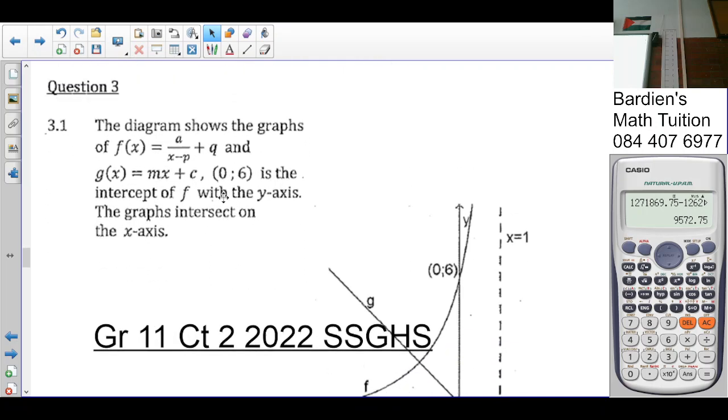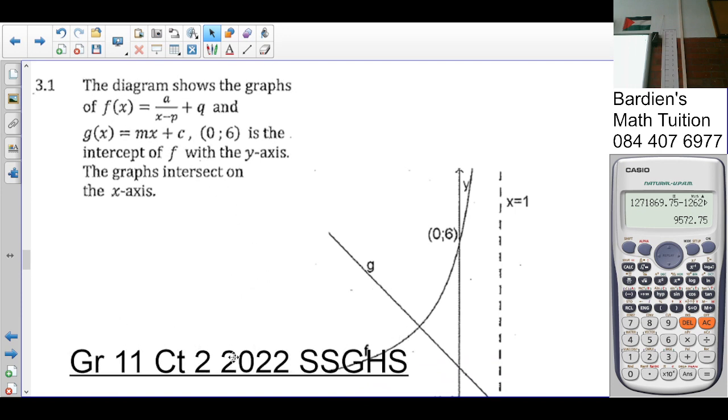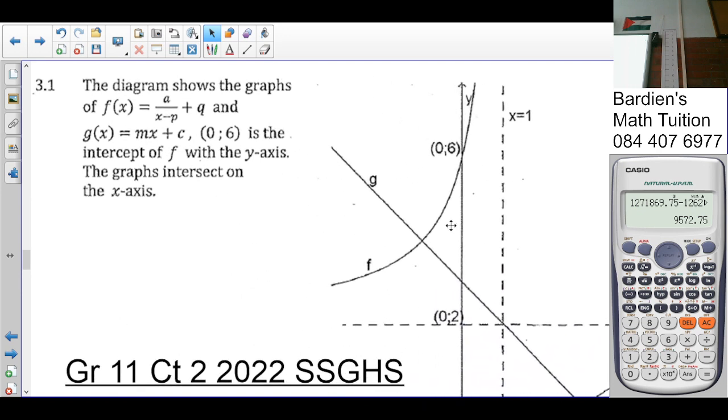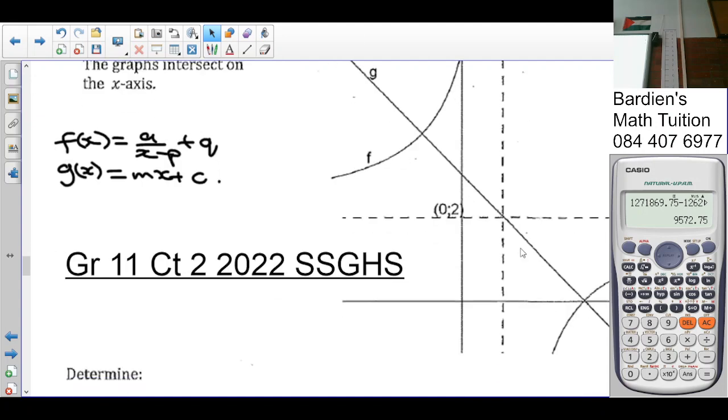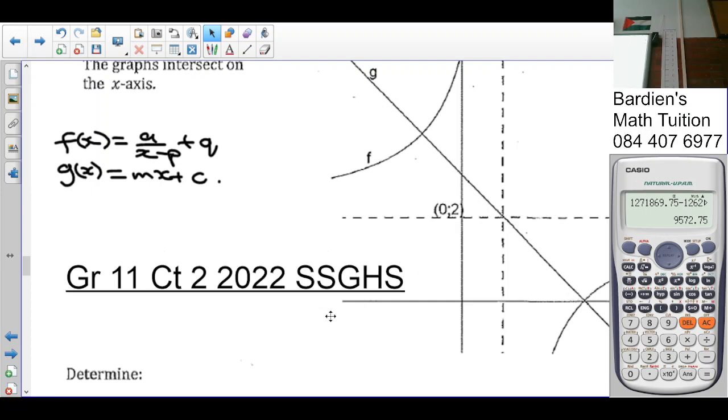Okay. Typically question 3.1, the diagram shows the graphs of f of x equal to a over x minus p plus q, whilst g of x is equal to mx plus c. 0 and 6, which is also on the graph, is the intercept of f on the y-axis, and the graphs intersect at that point. Okay.